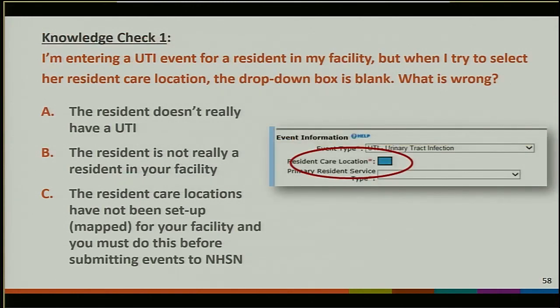Okay, let's do a knowledge check if you want to get your phones ready. This is going to test if you guys were listening to me yesterday. I am entering a UTI event for a resident in my facility, but when I try to select her resident care location, the drop-down box is blank. What is wrong? A, the resident doesn't really have a UTI. B, the resident is not really a resident in your facility. You're delusional. Or C, the resident care locations have not been set up for your facility and you must do this before submitting events.